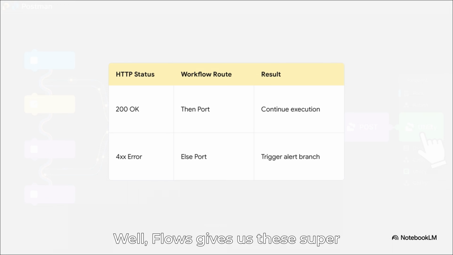Well, Flows gives us these super powerful logic gates to handle this gracefully. We can set up a condition block that evaluates the HTTP status. Think of it like a smart intersection. If it gets a 200 OK, the data routes through the then port and the test continues perfectly. But if it detects a 4xx error, like a bad request, it automatically routes out the else port. You could easily connect that port to a Slack alert or a logging block. It branches the workflow intelligently without skipping a beat.